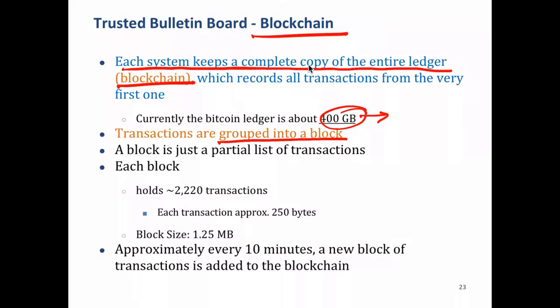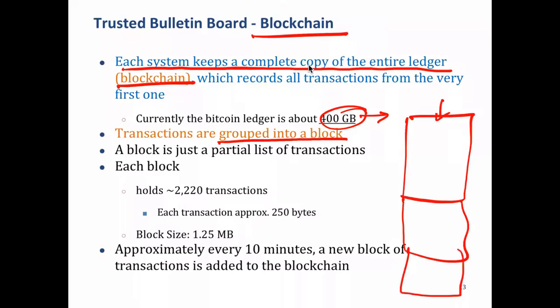Transactions are grouped into blocks. We know that transactions are grouped into blocks, and there are multiple blocks, starting from the first block that was created by Satoshi and so on, and it keeps on increasing, right? Each block contains approximately 2220 transactions, and each transaction is 250 bytes, so the block size is approximately 1.25 MB. In the world, every 10 minutes a new block is added. So from the time we started the class, almost 3 blocks would have been added.